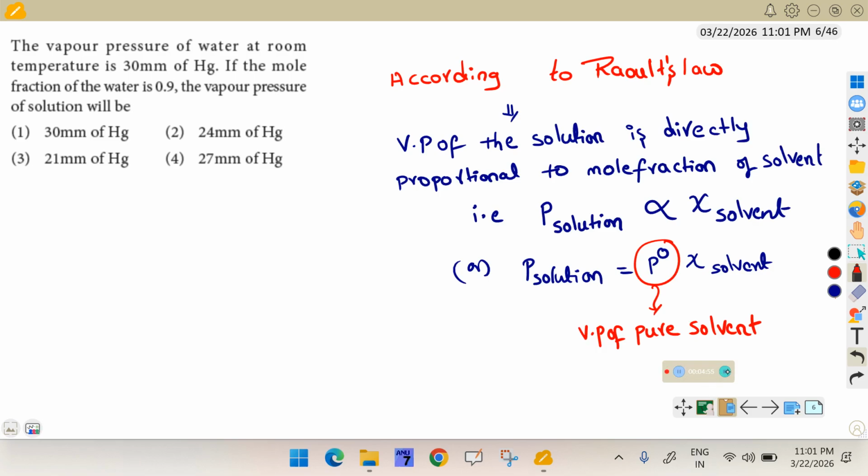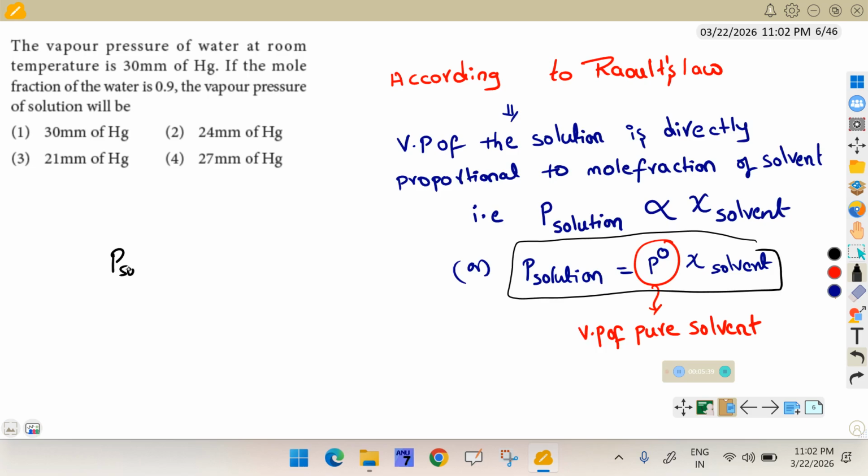Vapor pressure of water at room temperature is 30 mm of Hg. If the mole fraction of the water is 0.9, the vapor pressure of the solution will be? So apply Raoult's law. According to Raoult's law, vapor pressure of the solution is directly proportional to the mole fraction of the solvent. Remove the proportionality symbol and substitute the proportionality constant. So P solution is equal to P naught into mole fraction of solvent.